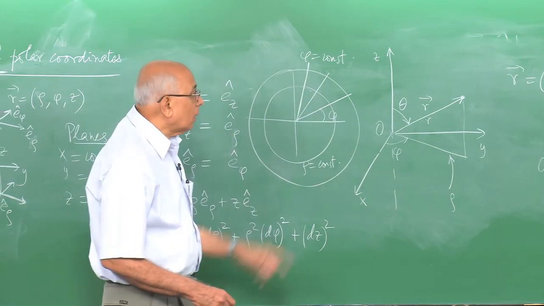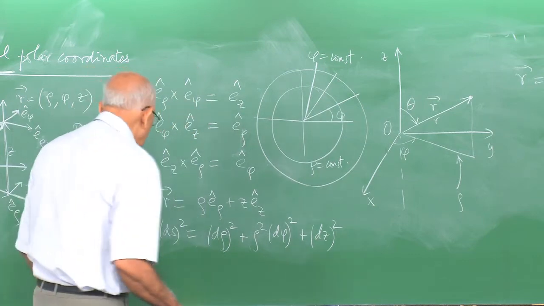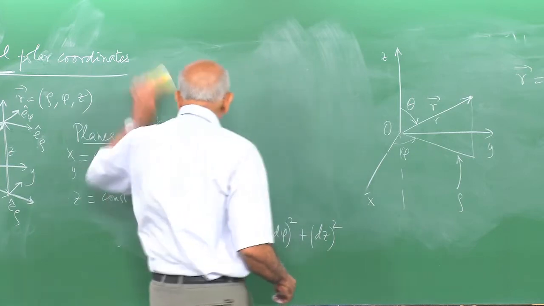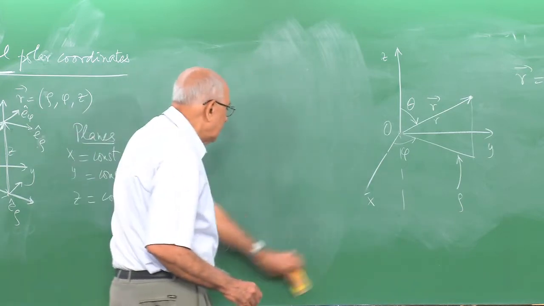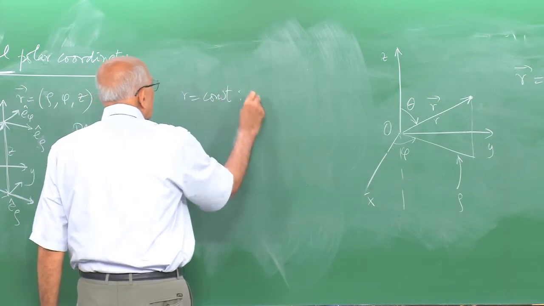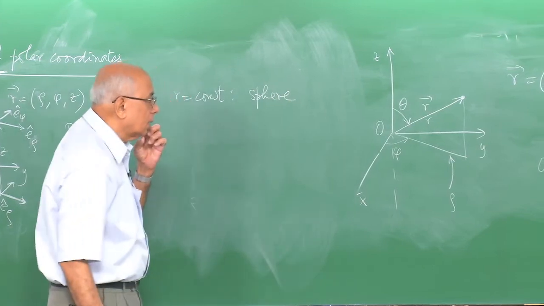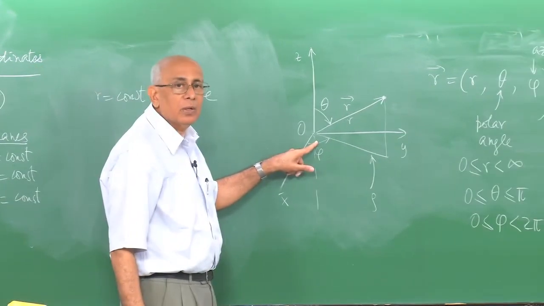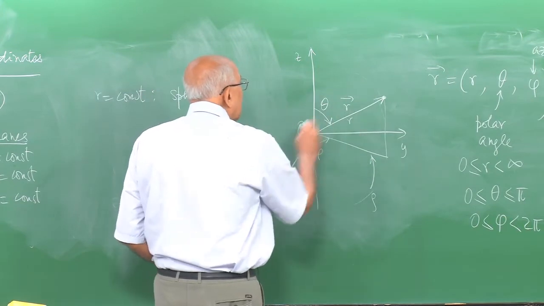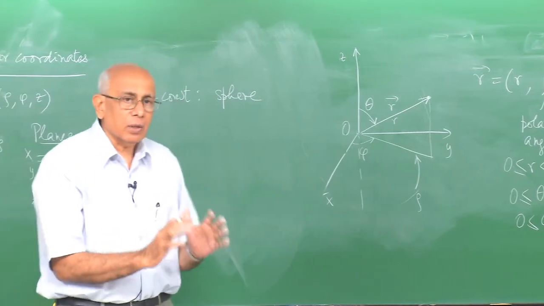Okay. Now what about spherical polar coordinates? Well, it's easy to see that r equal to constant is immediate. This is a sphere of radius r centered at the origin. So anytime I say r is constant in 3 dimensions, you are on the surface of a sphere of radius equal to that constant.